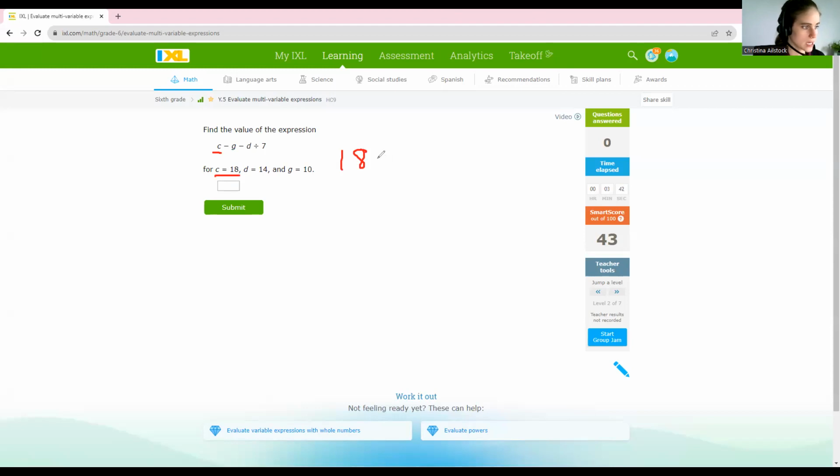Then we have our minus sign, and we are subtracting from that G, which is 10. And from that, we are subtracting D, which is 14. And then we are dividing by 7. All right, we follow our order of operations, no grouping symbols, no exponents. First up would be this division right here. So 14 divided by 7 would be 2.